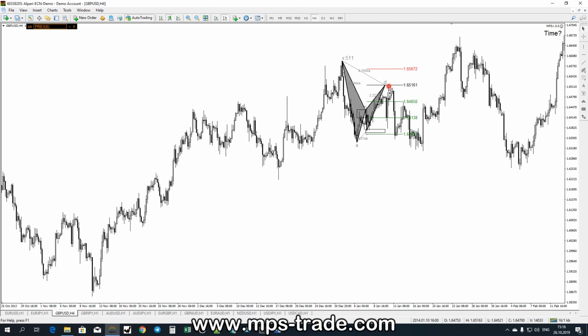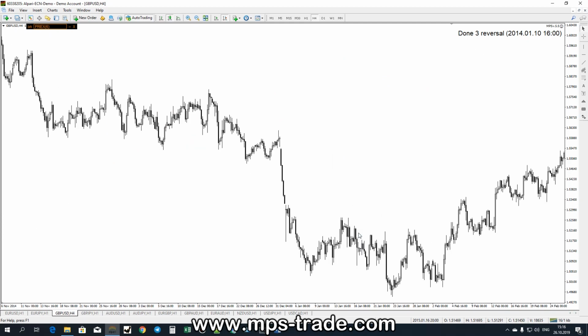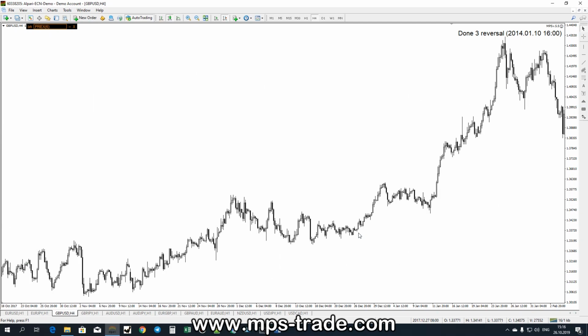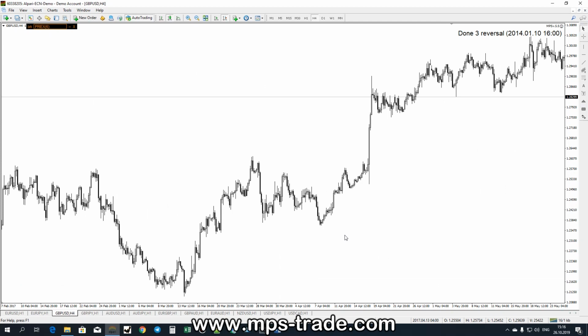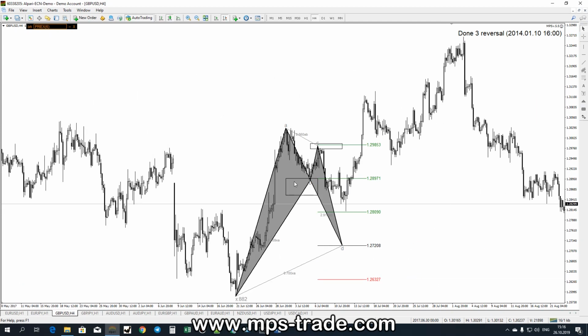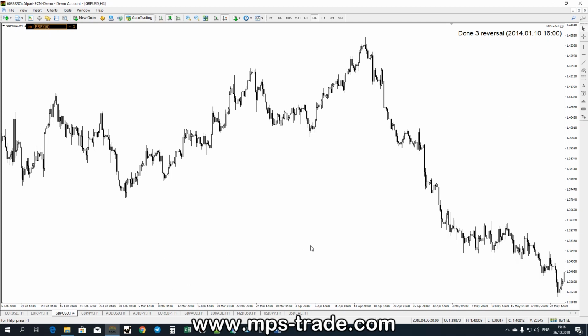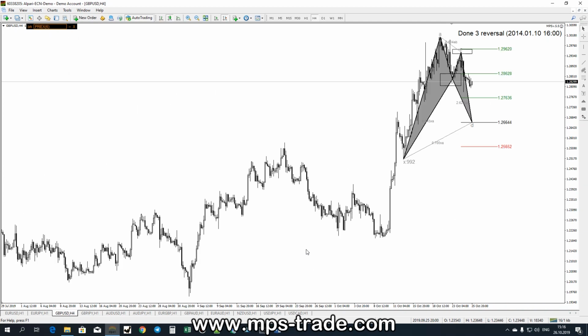This one goes straight and hits all 3 targets. So we can see it completes and it goes to hit 3 targets. Looks like I had some pattern. It is an invalidated pattern. Okay, and now we have the pattern that is setting up.